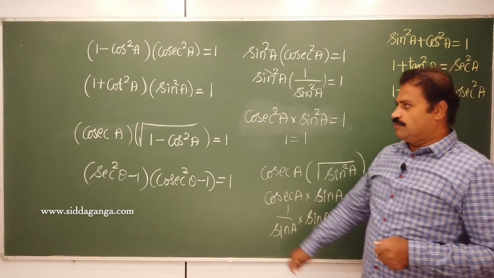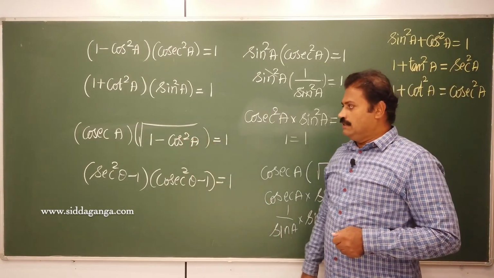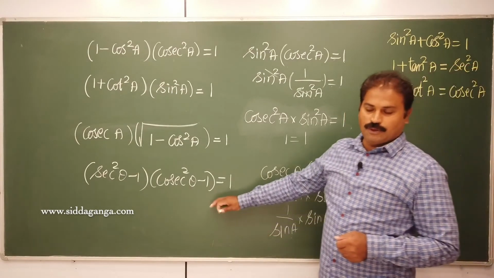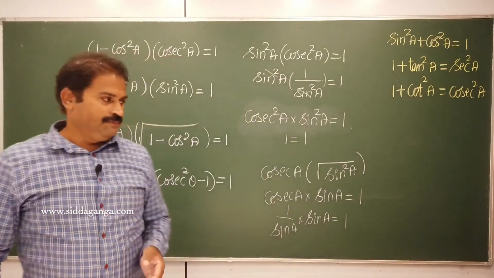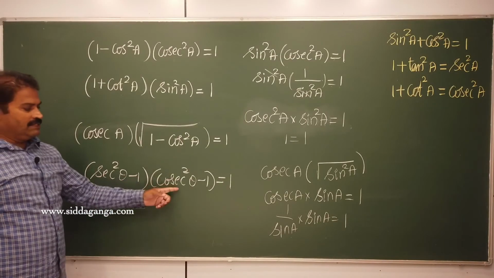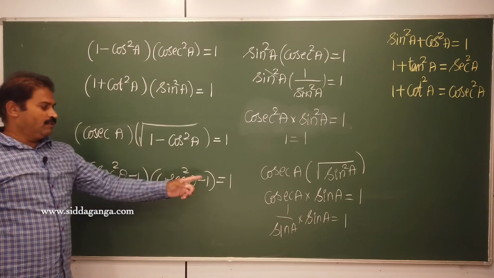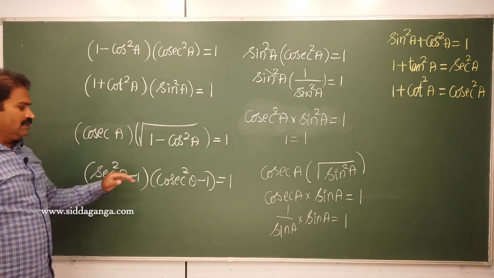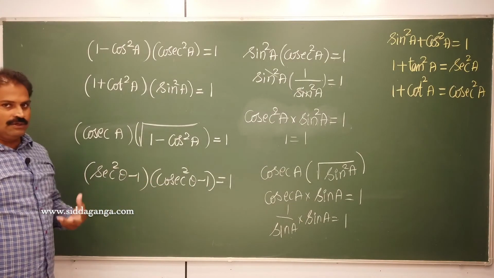So here also you prove that cosecant A into square root of 1 minus cos square A is equal to 1. Let us go to the fourth problem. Now I will allow you to think. Here you have secant square theta minus 1 into cosecant square theta minus 1. You need to prove that the product of these two is equal to 1. So here on both sides you can use identities. Which identity you are going to use?